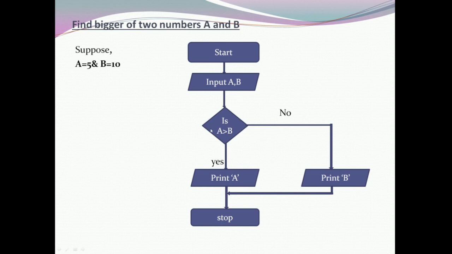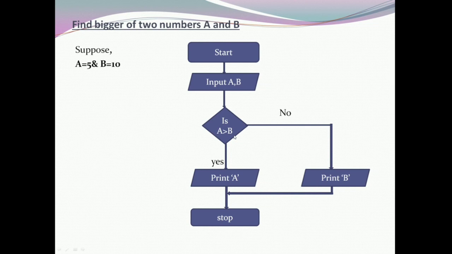Suppose the value of A is 5 and B is 10. So now we are going to give A equal to 5 and B equal to 10. Then we can easily understand how to find the bigger among two numbers. First, we check: is A greater than B? Here A means 5 and B means 10. So, is 5 greater than 10? Is it true or false? No, 5 is less than 10.